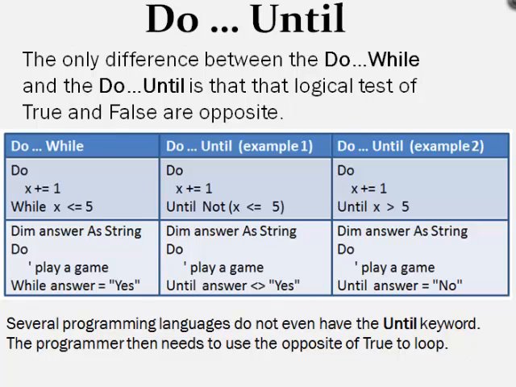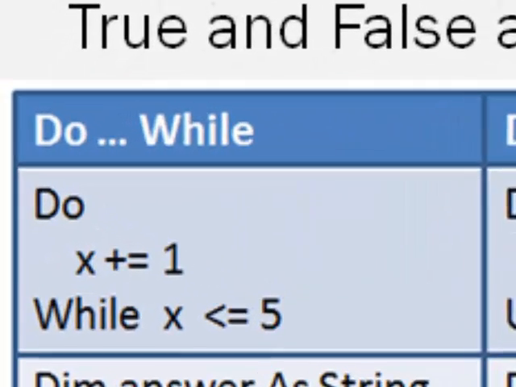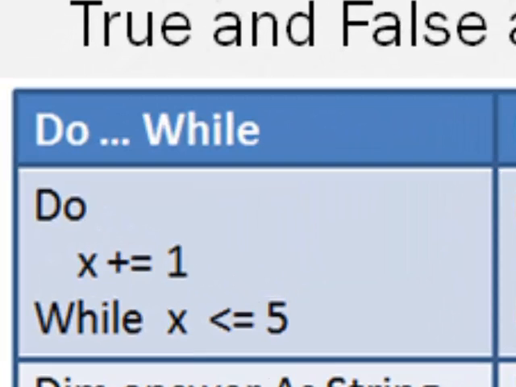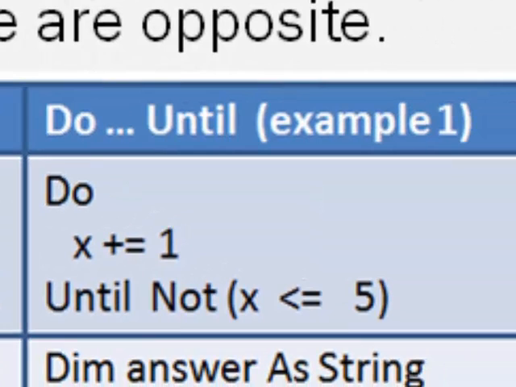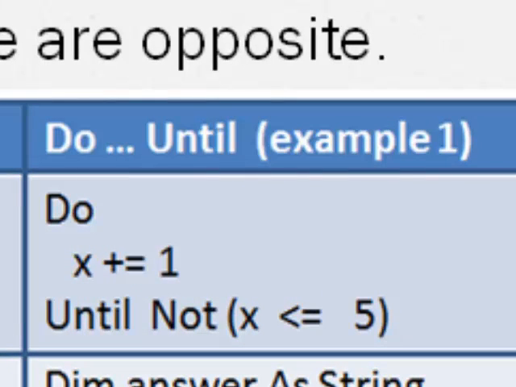Are you ready for some negative thinking or backwards thinking? Visual Basic not only has a do while or a while loop, but also has do until. The test is just the complete opposite for the until and the while. For example, if I say do x plus equals 1 while x is less than or equal to 5, I could also write the code and have the exact same result as do x plus equals 1 until not x less than or equal to 5. So the while and the until not are the same thing.